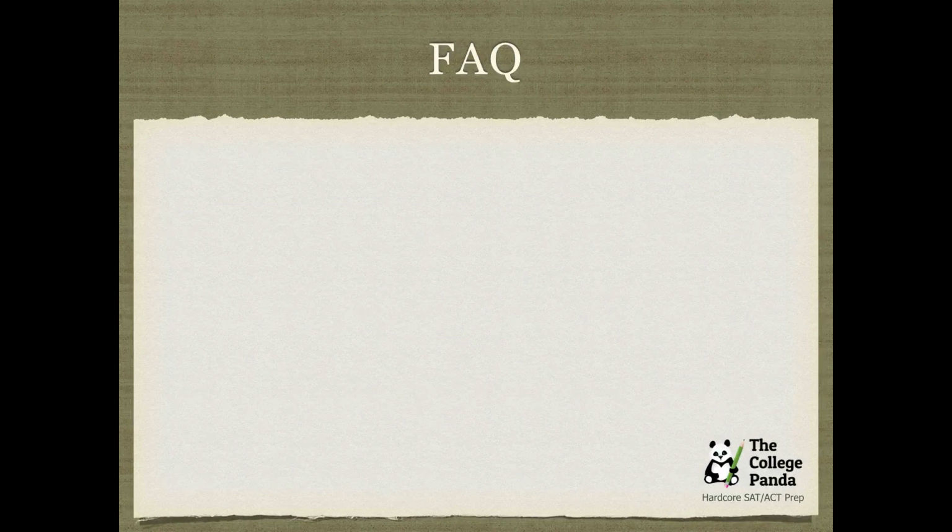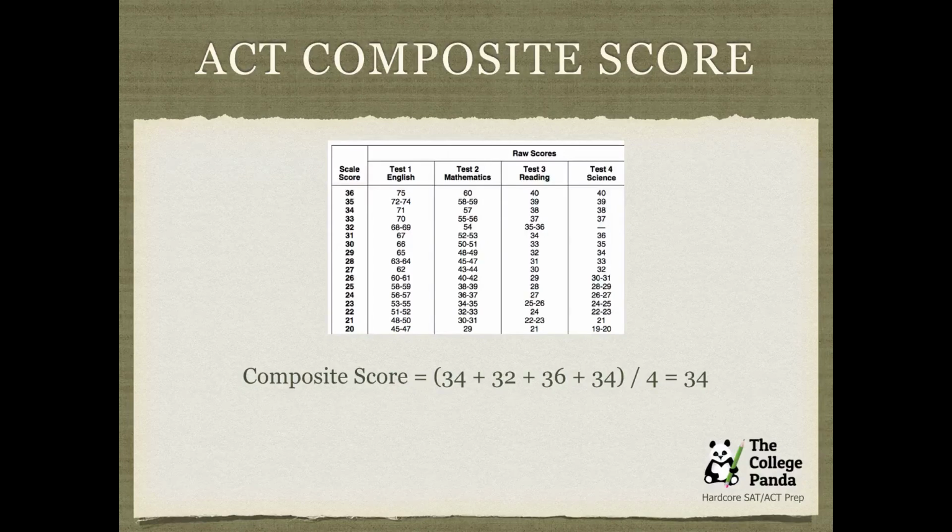So the first is, does the ACT round up or down? And the short answer is yes. So going back, if we happen to get a 33.5 or a 33.75 instead, both of those would round up to a 34. So anything 0.5 and above, you round up. Anything lower, you round down. So if we got a 33.25, you would round down to a 33.